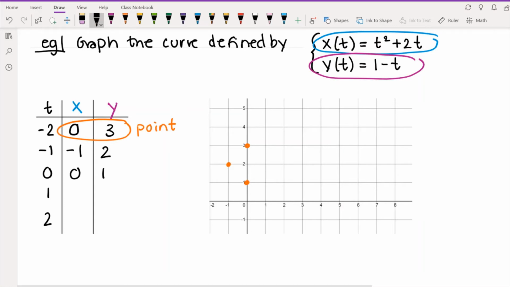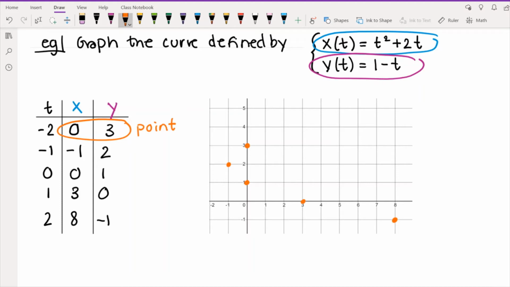If we plug in 1, for the first one we get 1 plus 2 is 3. And for the second one, we get 1 minus 1 is 0. So we have the point 3, 0. And then for the last one, if we plug in 2, we get 4 plus 4, and that's 8. And then 1 minus 2 is -1. So we have the point 8, -1. So you might notice that these are actually the exact same points that we got on the previous graph.